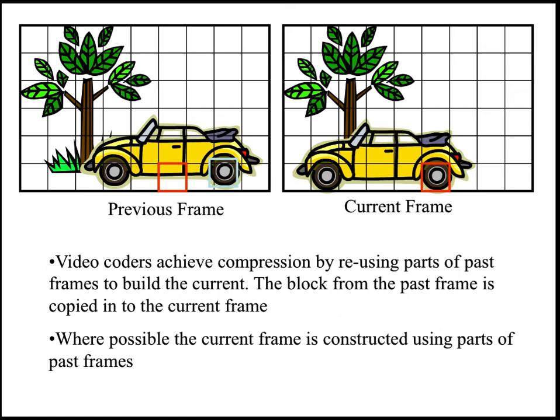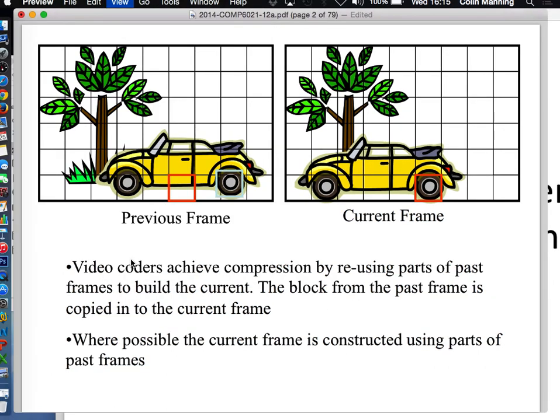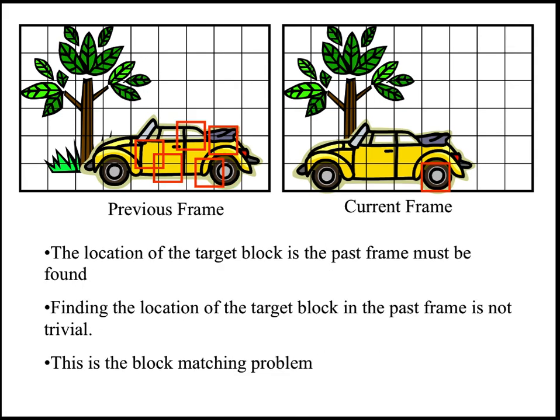Okay? And so the compression algorithm needs to find the block in the previous frame that matches the block in the current frame that it's looking for. So on the right there, we have the block in the current frame that we are hoping to not have to transmit. We're hoping that somewhere in the previous frame, that block is there. The somewhere is the hard part. So in the previous frame, we need to find the location of that target block.